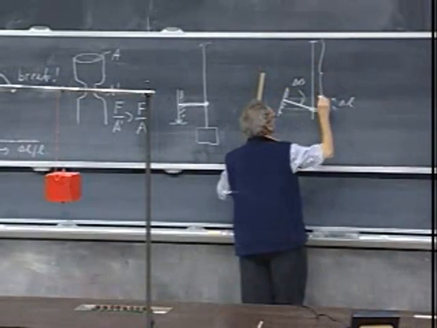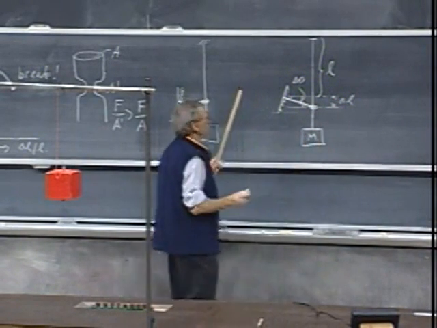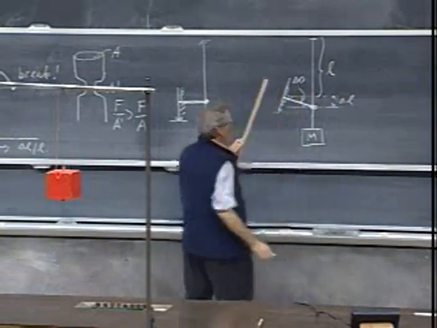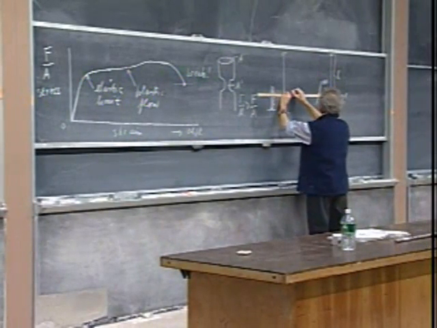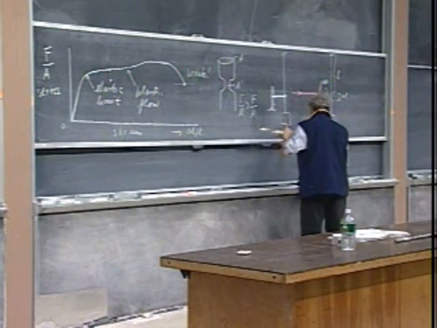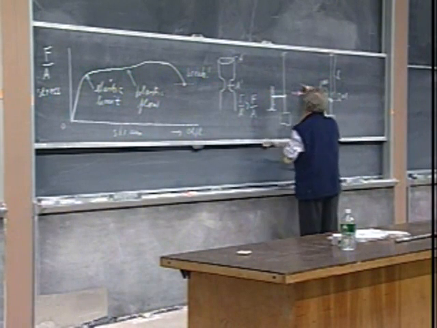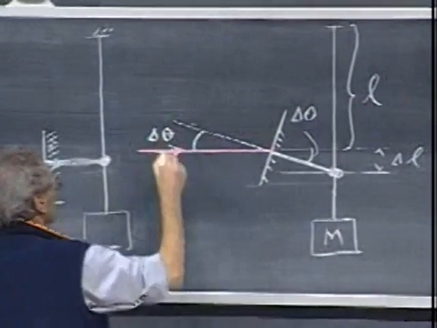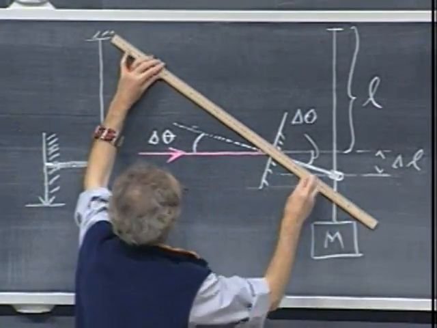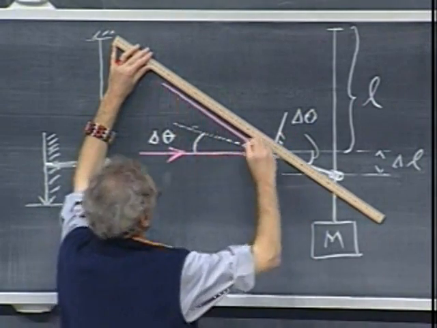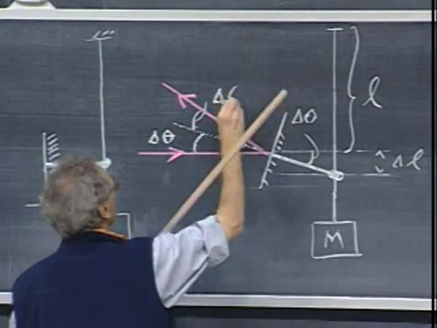And this length is L. And we're going to load it down with a mass m, which we're going to increase. And then we have a laser beam, which we shine onto the mirror. The laser beam comes in like so. And this is the normal to the mirror. So this angle here is delta theta. The laser beam bounces off and returns like so. And this angle, of course, is also delta theta. That's the property of a mirror.